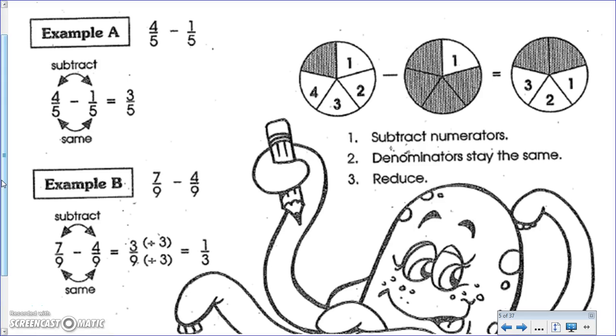So in example A, we have 4/5 minus 1/5. So 4 minus 1 is 3. The denominator stays the same. We get 3/5. In example B, we have 7/9 minus 4/9. So we subtract 7 minus 4 is 3. The denominator stays the same. We get 3/9. We know we need to simplify, so we divide the numerator and the denominator by 3, and that gets us 1/3.